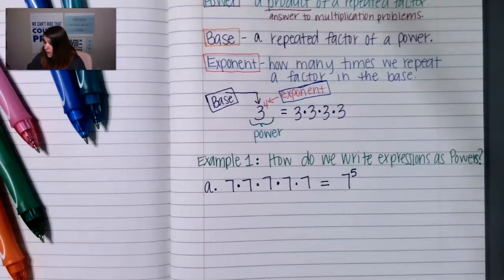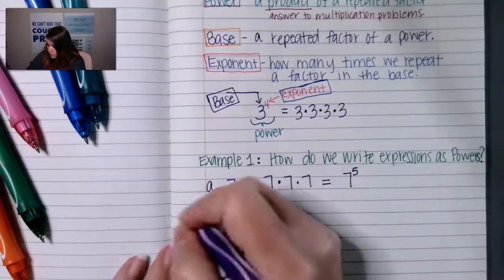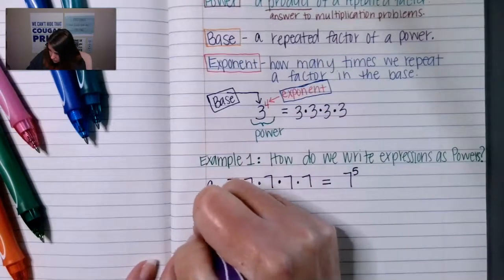That's a power. I took this expression and I turned it into a power. That's it. That's all you do. All right, let's do another one. Let's do example B.